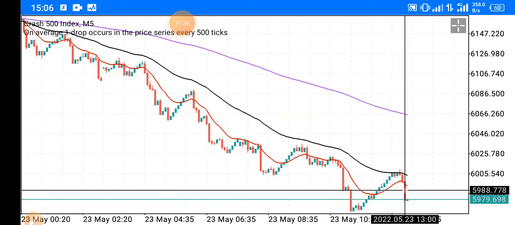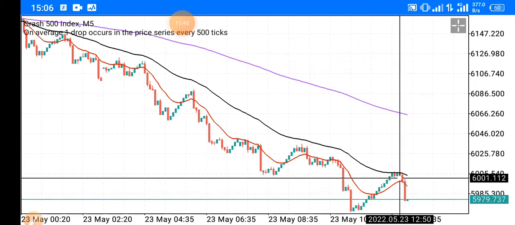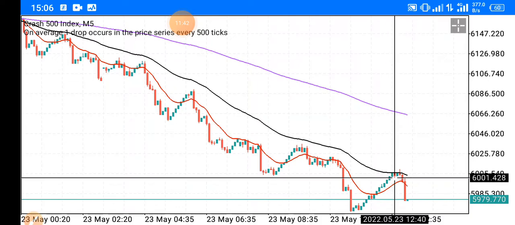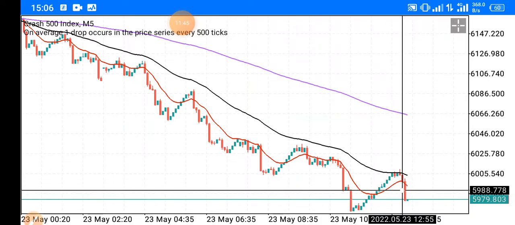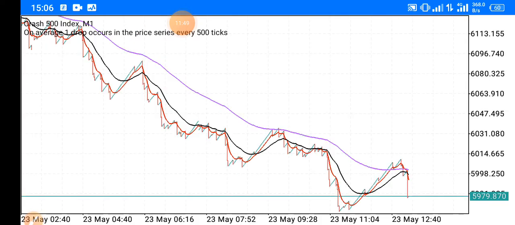I didn't see this at the time it was occurring, otherwise I would have taken my entry right there. This was a perfect trade. It went straight into profit just after entering, straight into profit. No loss there. Okay, so as I said, I also use this strategy on the 1 minute time frame.